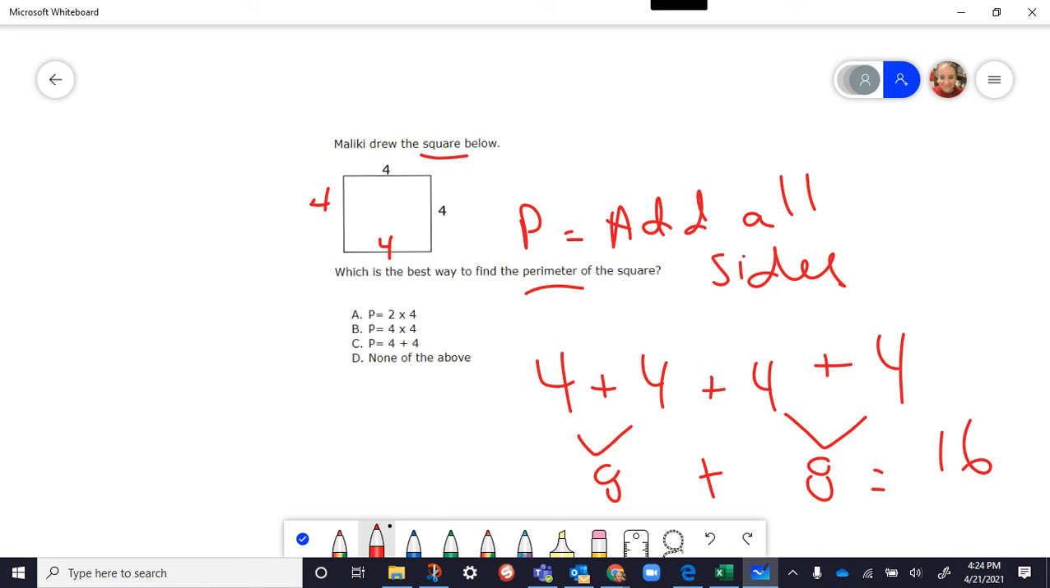So here, let's see which one of these would give us 16. 2 times 4 is 8. No. 4 times 4 is 16. Yes. 4 plus 4 is 8. No. None. Nope. So B would give us that answer of 16.